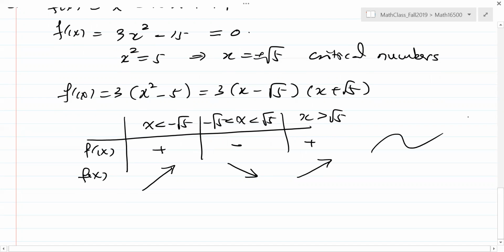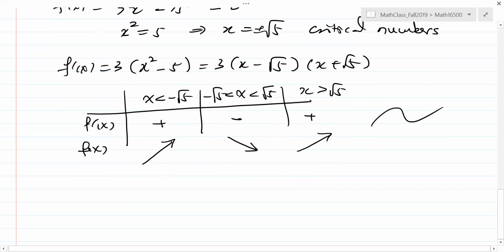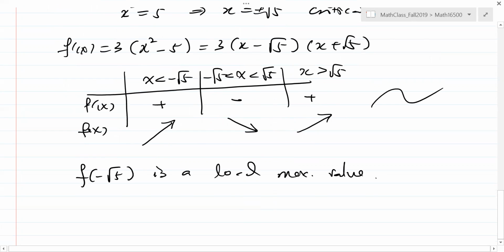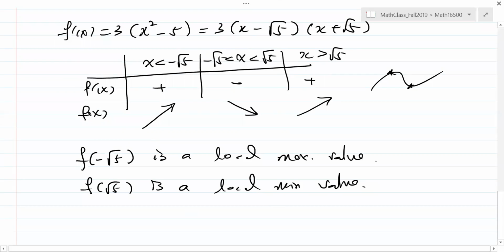Clearly from the graph, before I sketch it, I can tell f of negative square root of 5 is a local maximum value. Look at the picture. This is the local maximum, and f of square root of 5 is a local minimum value. If I ask you to find the local maximum and local minimum values, you stop here. You don't need to draw the precise graph, but you just find the values. So you know the local behavior of the function.